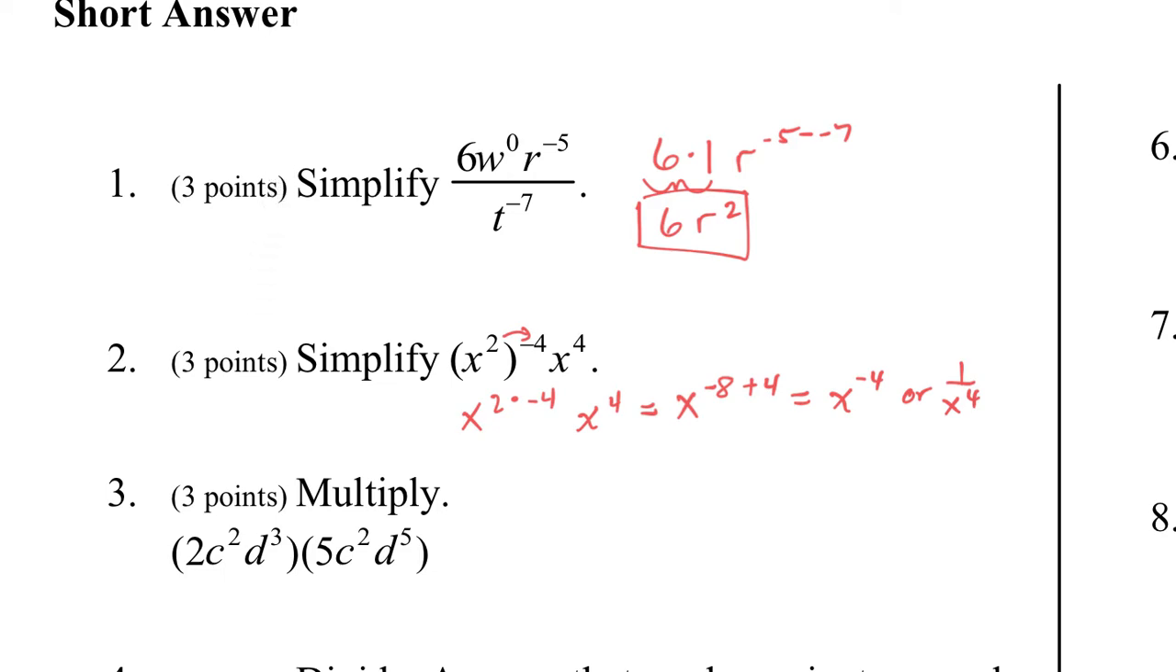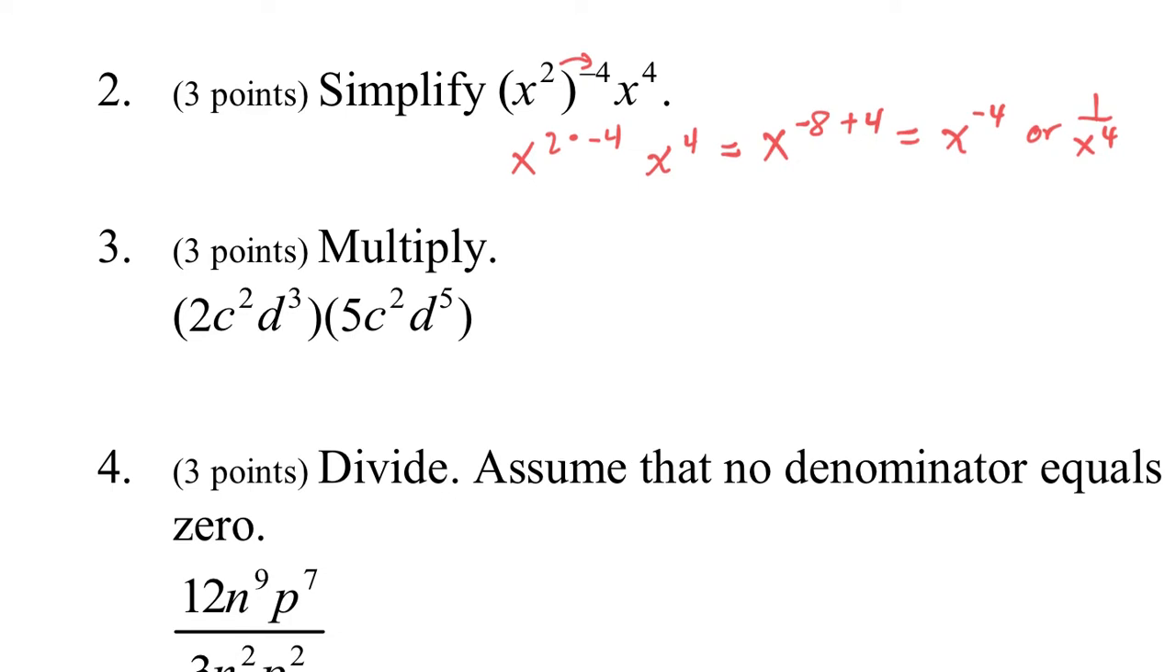All right, let's move on to number 3, multiply these. 2 times 5, that's easy, that's 10. And then when you multiply your powers, like c to the second times c to the second, you add the exponents. And then d to the third times d to the fifth means that'd be d to the 3 plus 5. We end up with 10c to the 4th, d to the 8th. And that's done. Easy and done.